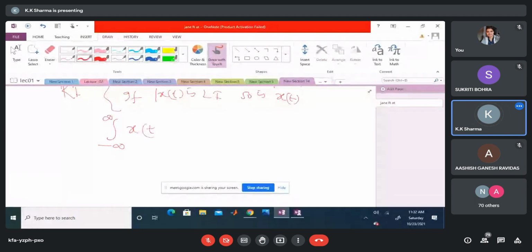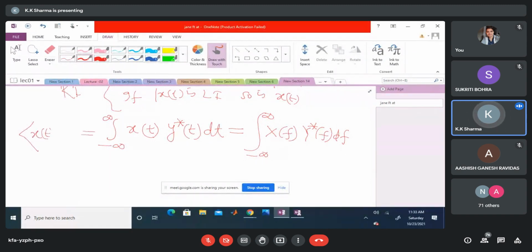that if you take this x(t) y conjugate(t) dt, then this quantity will be the same as X(f) Y conjugate(f) df. And this quantity is precisely a term called inner product between x(t) and y(t). So this is called the inner product preservation property of the Fourier transform. This quantity is called inner product.